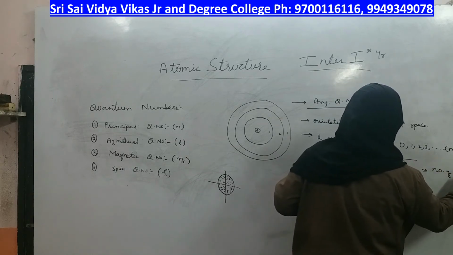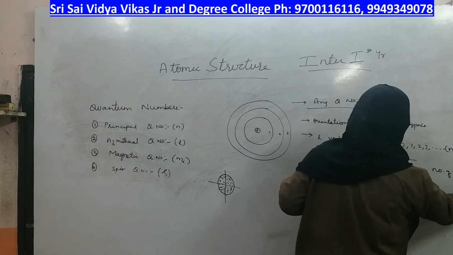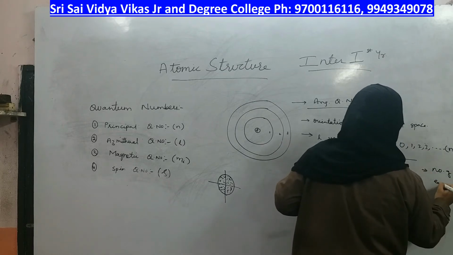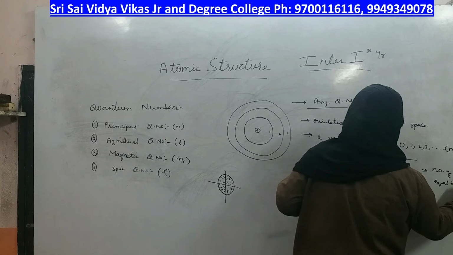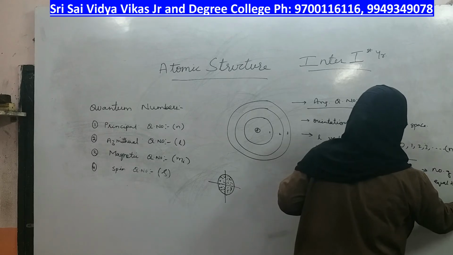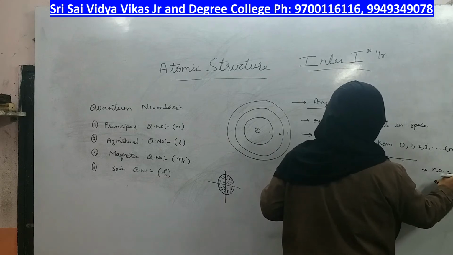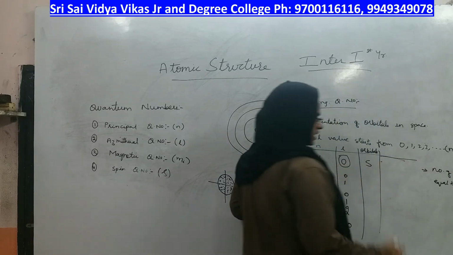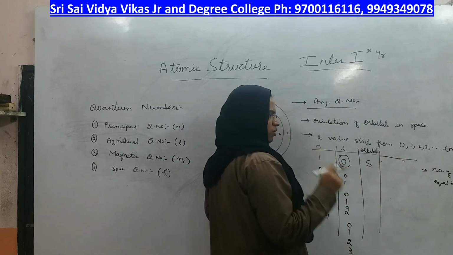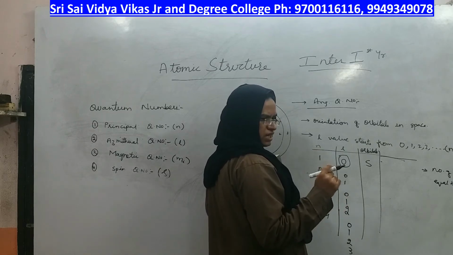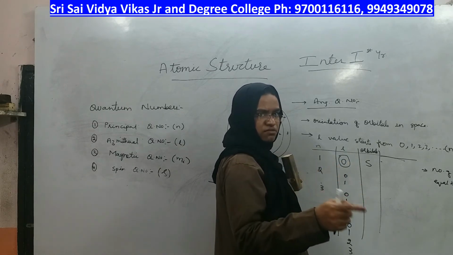Number of L values are equal to the nth shell. If it is the fourth shell, it means 4 L values; if it is the fifth shell, it means 5 L values. Like that, the number of subshells is indicated by which main shell it is.